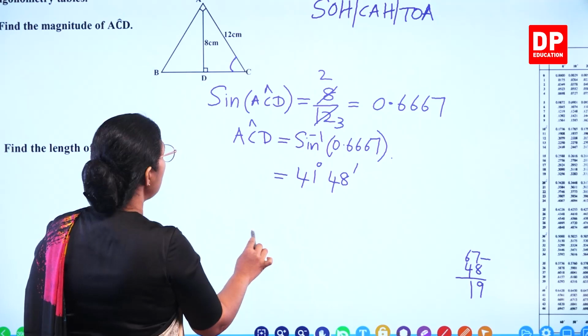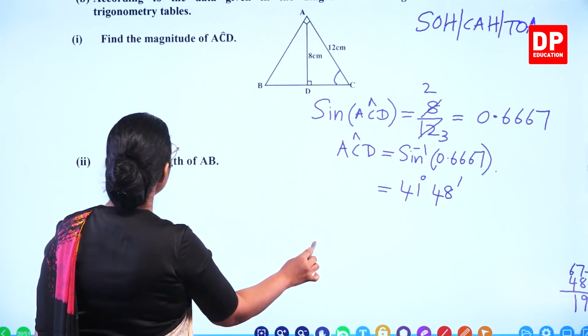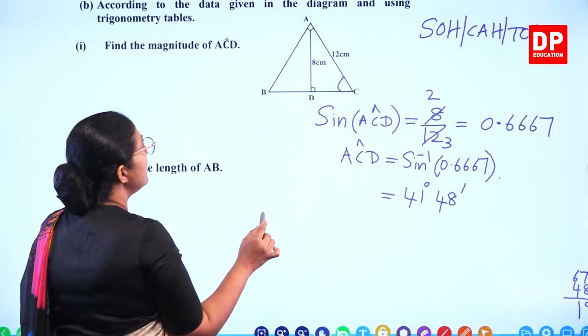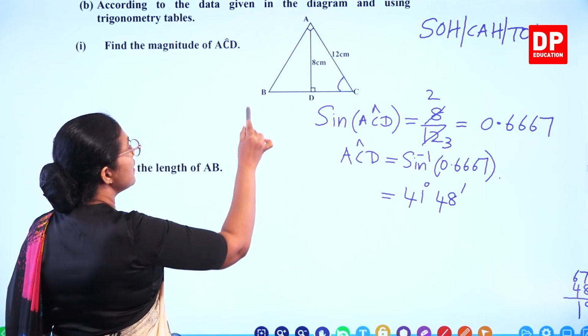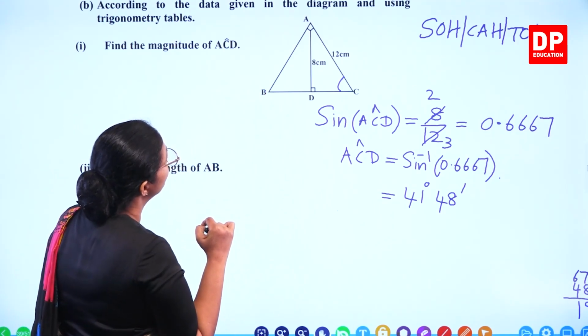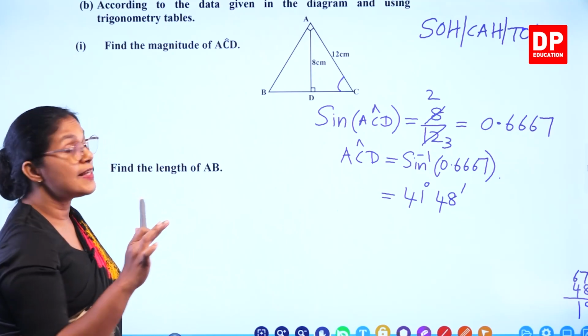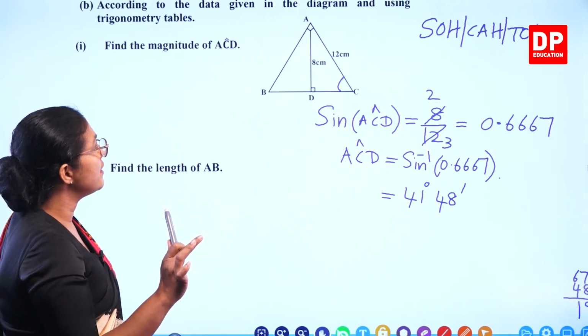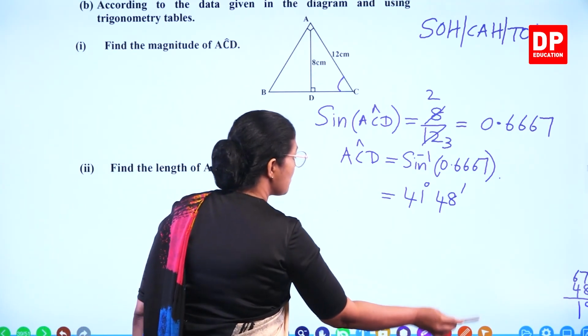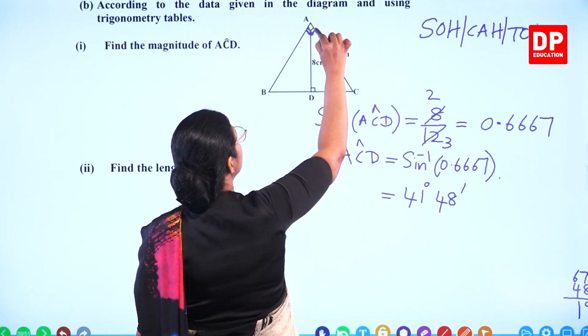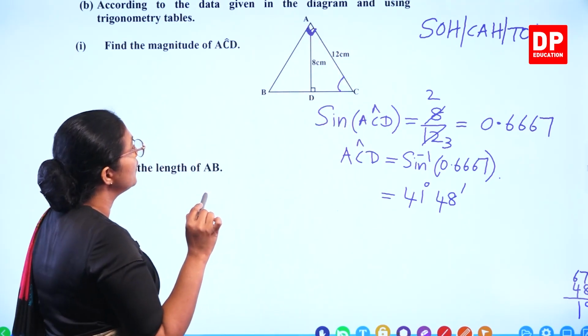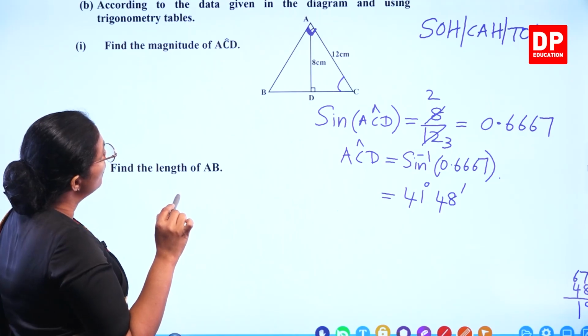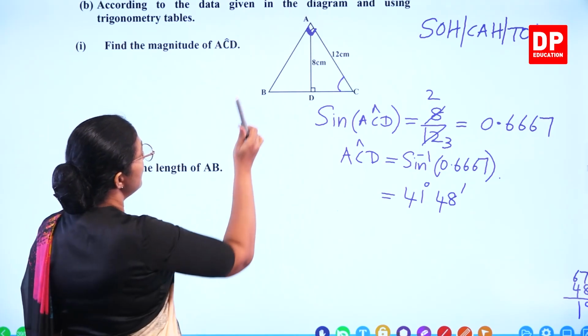Let's take the next one. Find the length of AB. Length of AB. So this one. So again, can you see BAC also? Right angle triangle. So this point is marked as 90 degrees here. So we need AB length. This length.